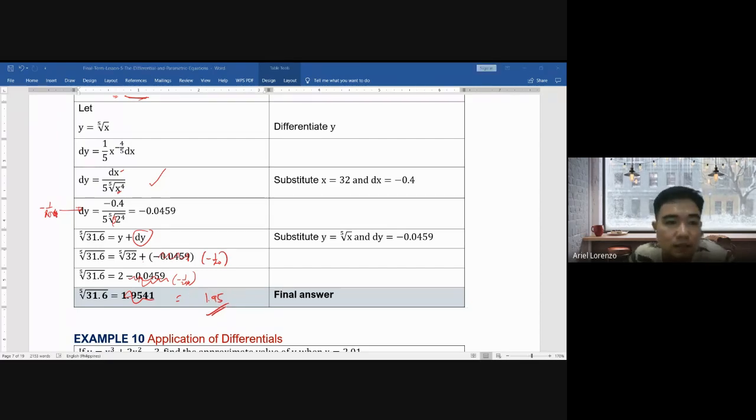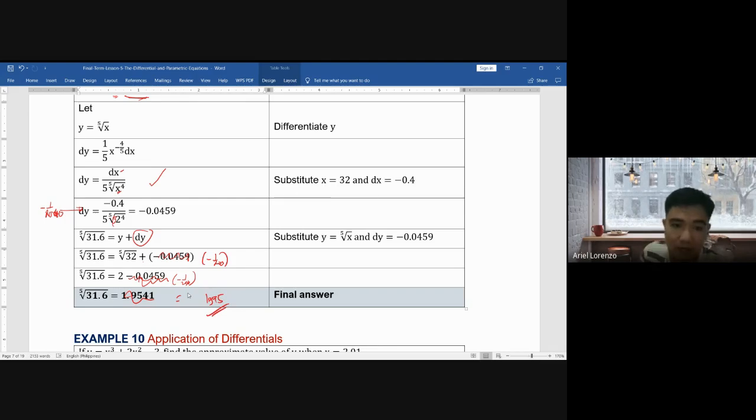Ha? 200? Negative 0.4 all over 5 times fifth root of 32 raised to 4. O nga, 200 nga. Negative 1 all over 200. Yes. So 200, then 1 over 200. So 2 plus the answer, that is 1.995. No? So ang sagot class is 1.995.